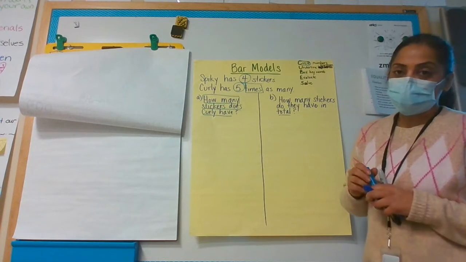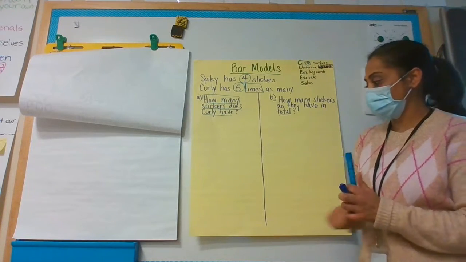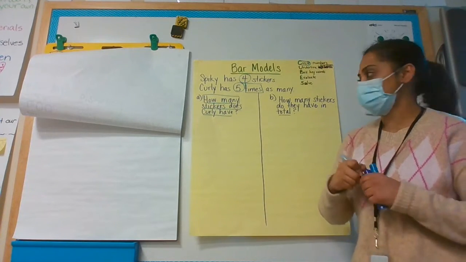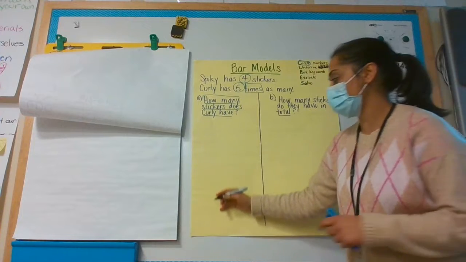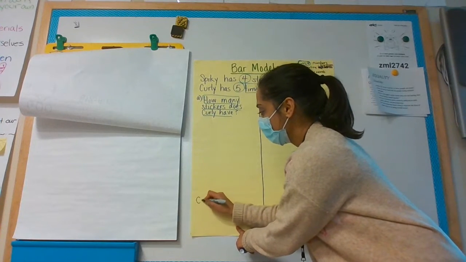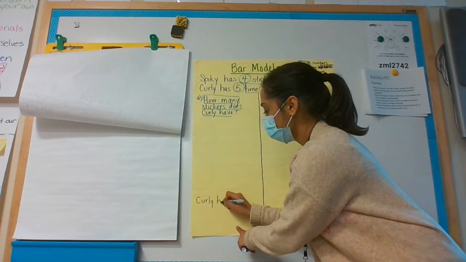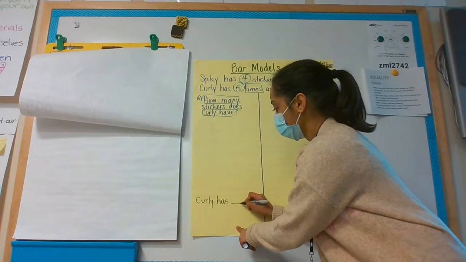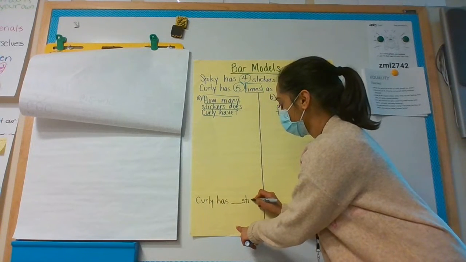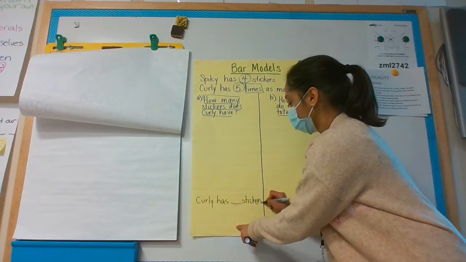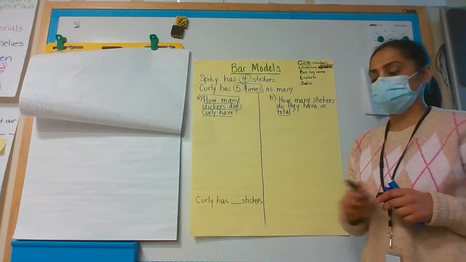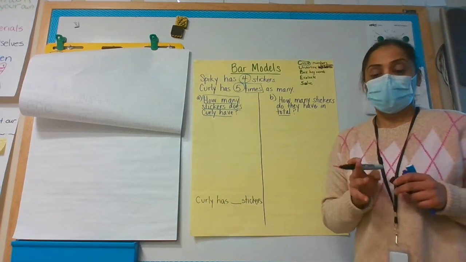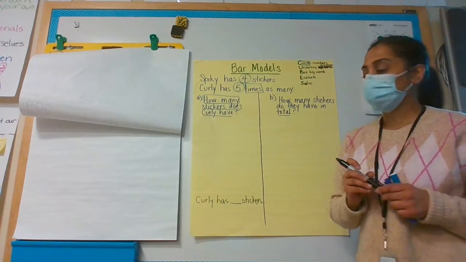So when we make bar models, the first thing that we do is we also make sure we write the answer sentence at the bottom. This says, how many stickers does Curly have? So I'm going to go ahead and write Curly has blank stickers because that is what we're trying to find out. Curly has blank stickers. Now I leave the space for my calculations where I evaluate and solve.